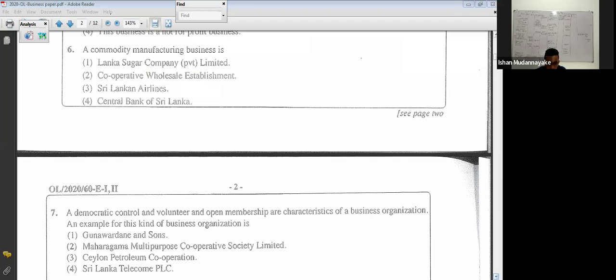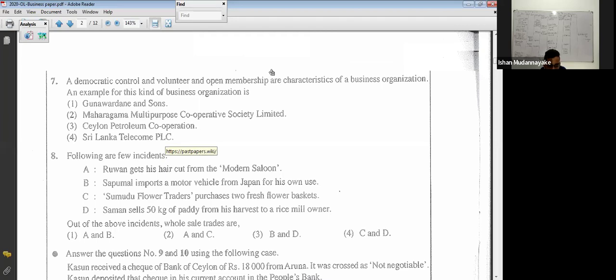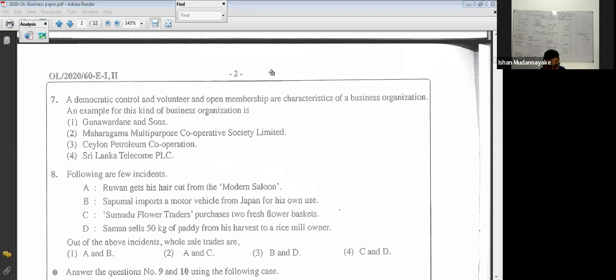Question number 7. Democratic control, voluntary and open membership are the characteristics of a business organization. An example for this kind of business organization is what? Yes, correct. The second one, Maharagama Multipurpose Cooperative Society Limited, is the answer. Democratic control, voluntary and open membership belong to cooperative societies.